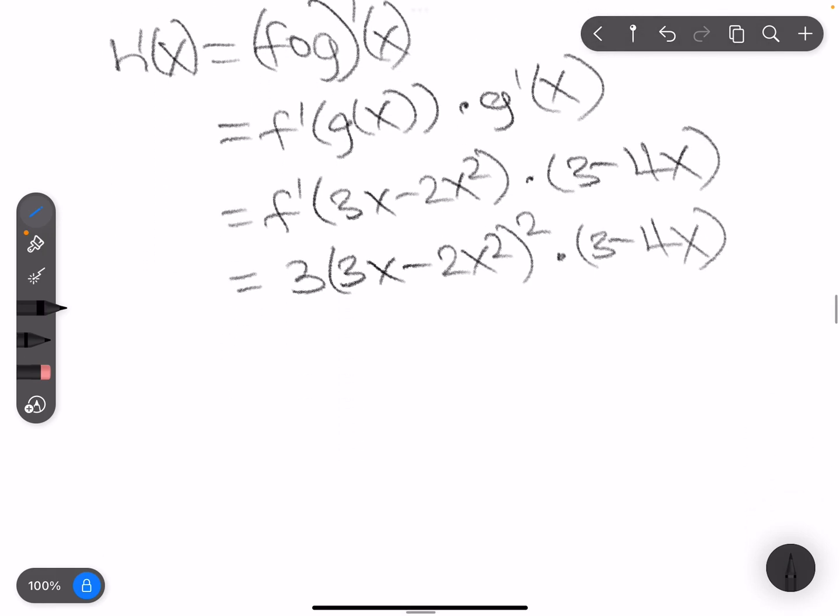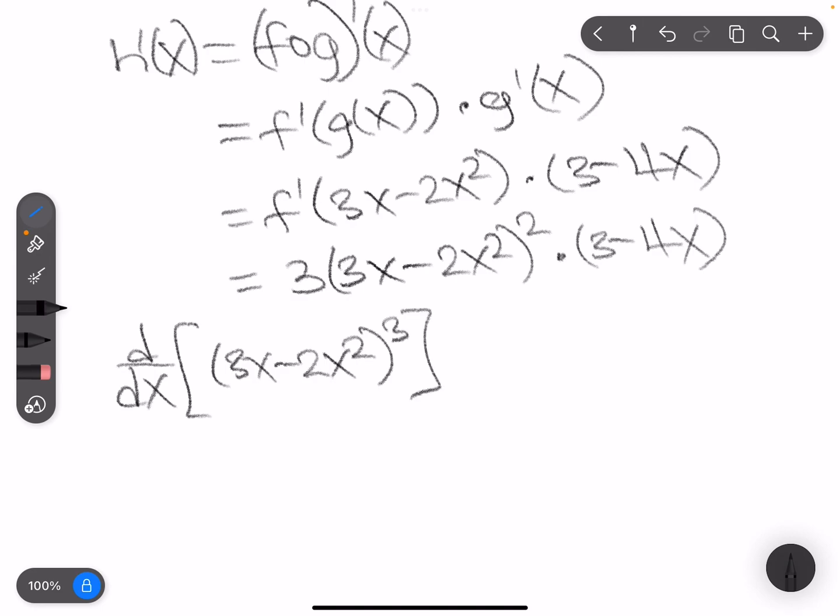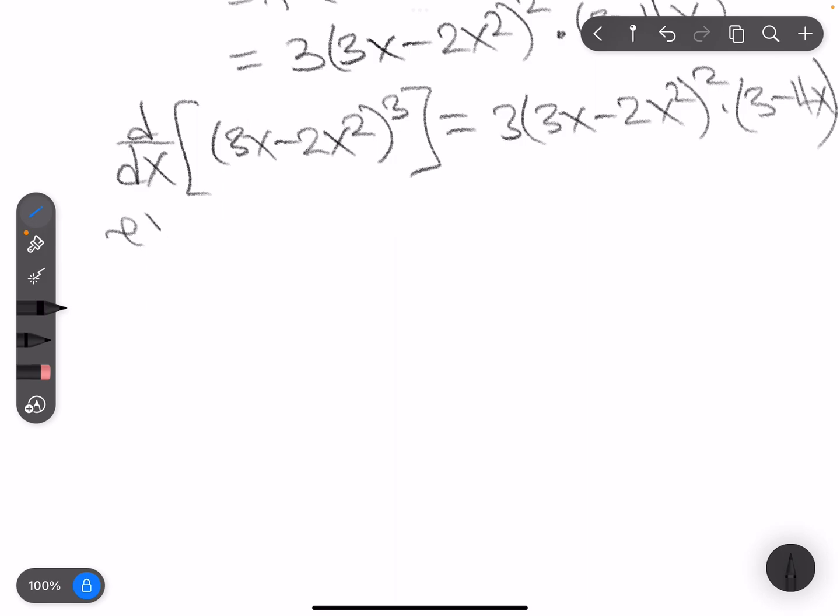In other words, the derivative of 3x minus 2x squared cubed is equal to 3 times 3x minus 2x squared, times 3 minus 4x. Beautiful. Very beautiful. Let's take a look at one more example.